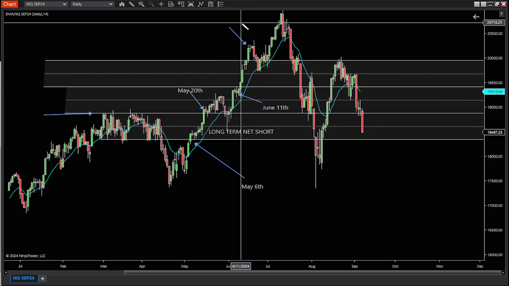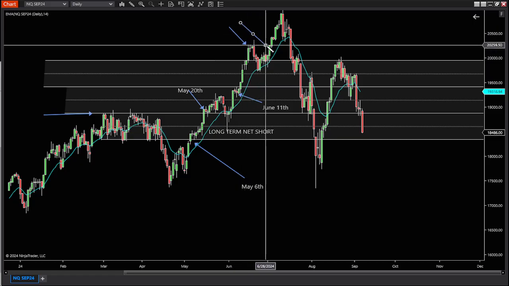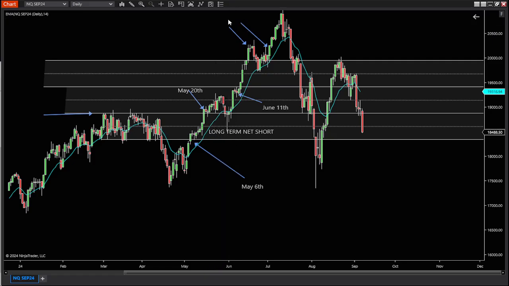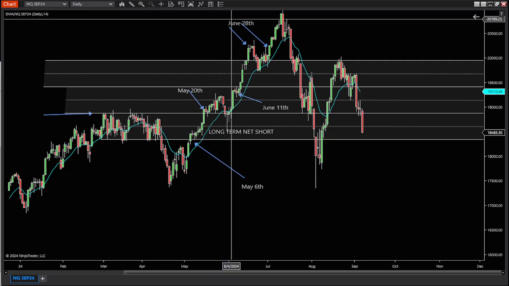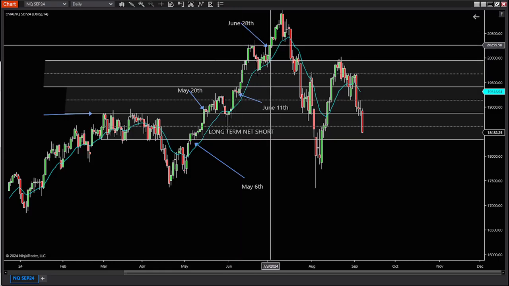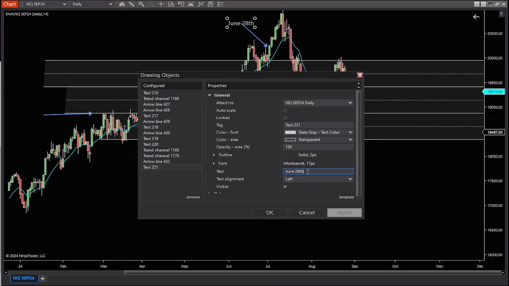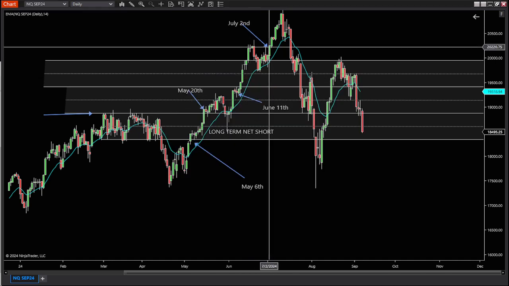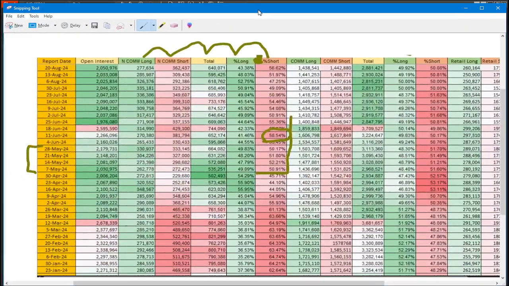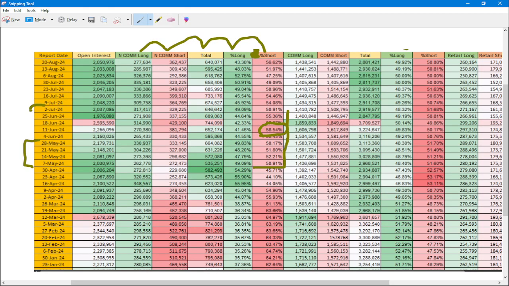End of June. So we're going to say this is June 28th, right? The retracement here, June 28th. That's July 2nd. So this candle here is July 2nd. Let's look at our report again. Our report says July 2nd right here. Some of the positions were covered because we have 50.91%. We went from 58 to 50.91.